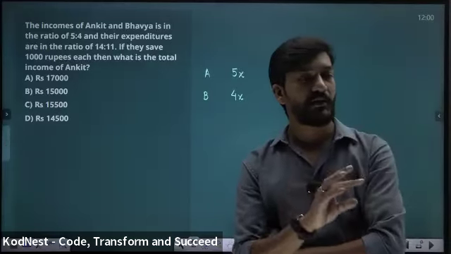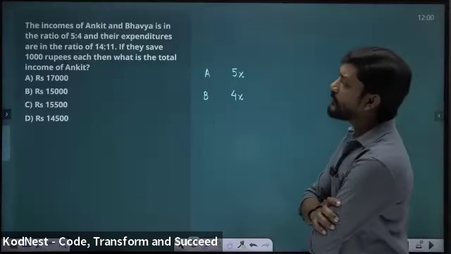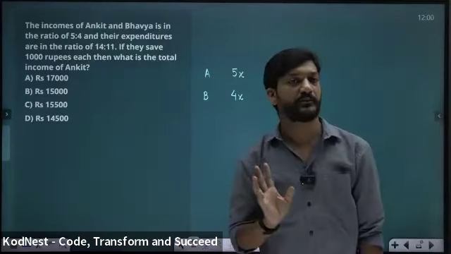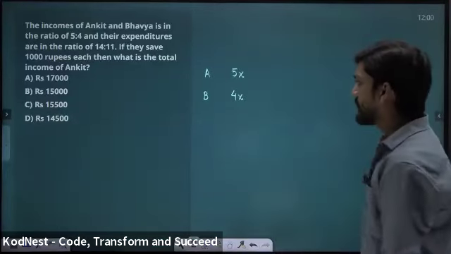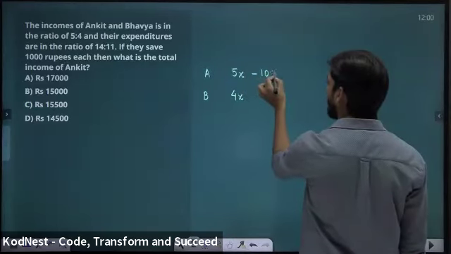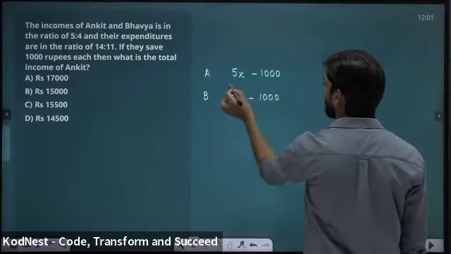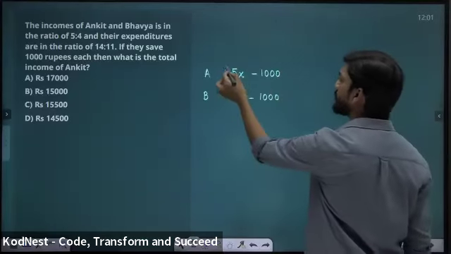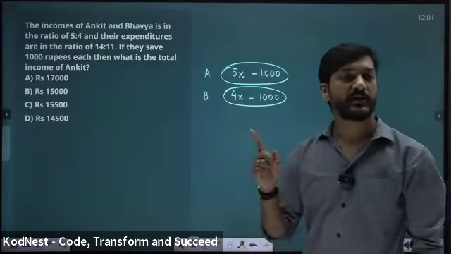Yes, I know. I'm telling the other approach. So the ratio is 5:4. So can I say the salary is 5x and 4x? Yes or no? Yes? Okay. Now answer please. Savings are 1000. If I subtract saving, what is this value now? 5x is income.